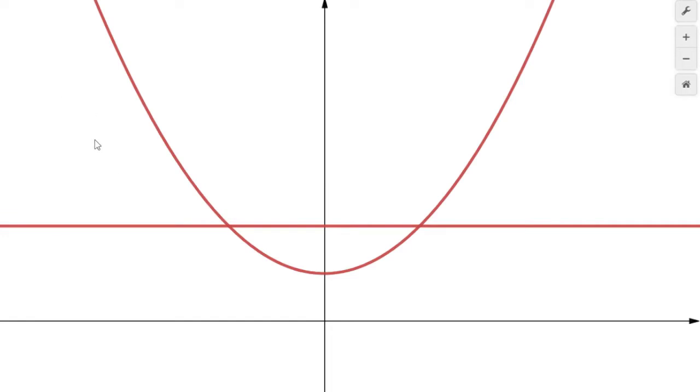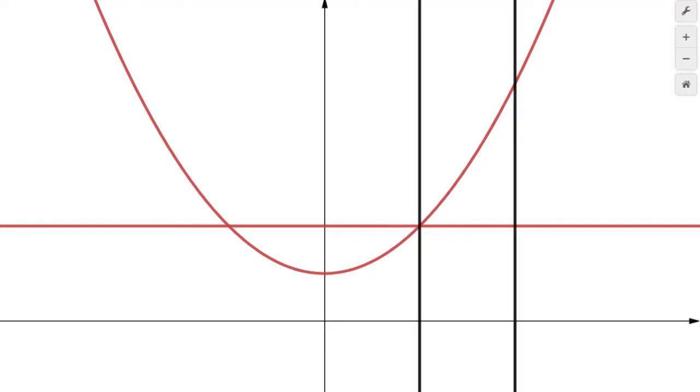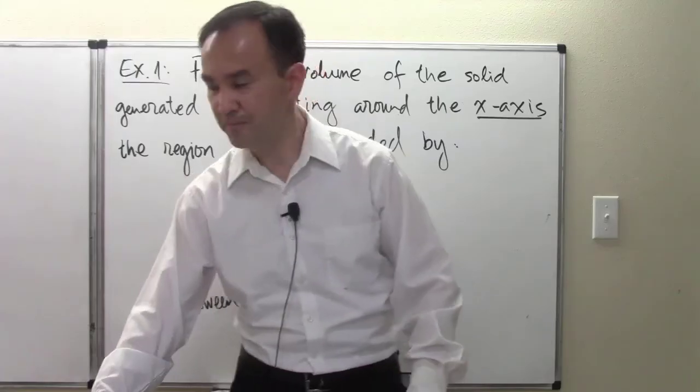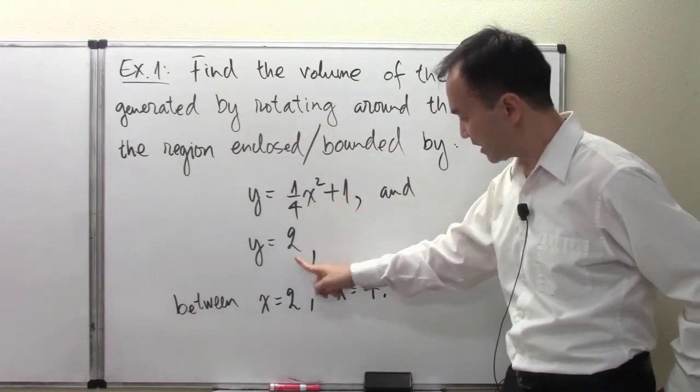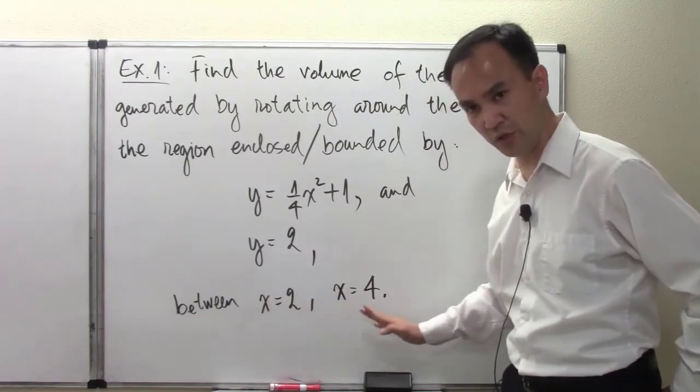So I have one curve being the 1/4 x squared plus 1, which is this nice parabolic shape right here. And the other curve is y equals 2, which is this flat horizontal line. Okay, and now these are the two other boundaries right here, x equals 2 and x equals 4. Okay, so these are the two other boundaries as described in the wording of our problem. We want the region enclosed by the given curves, and between these two, x equals 2 and x equals 4 right there.